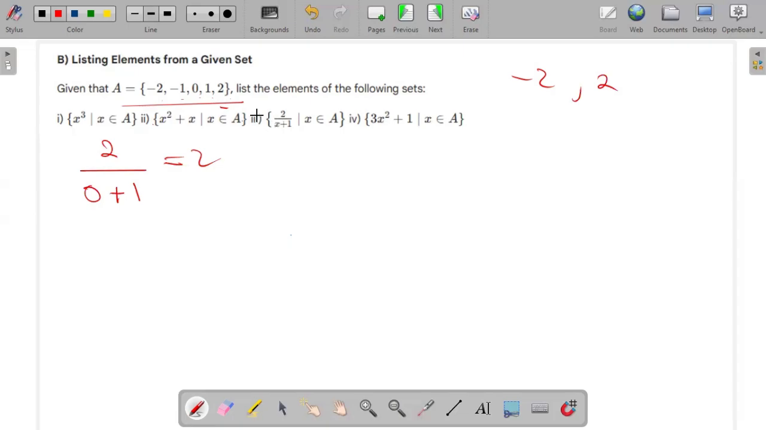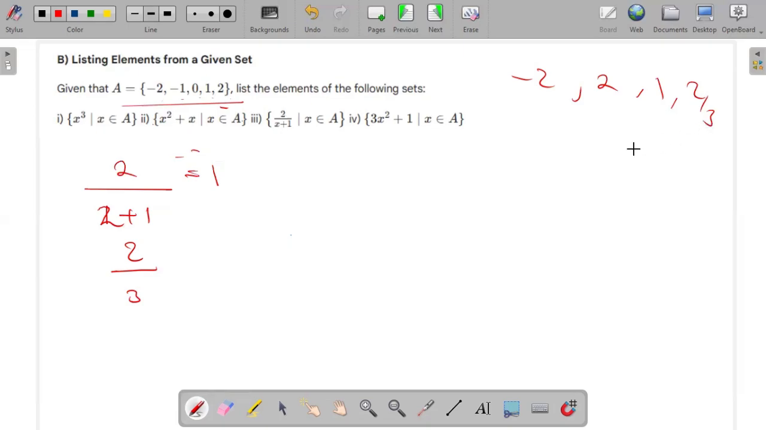Then for the next one, what do we have? For the next one, we have 2 over x, which is 1. So 1 plus 1 gives us 2, and 2 divided there gives us 1. So I have 1. Then the next one is just 2. I'll have 2 here, and that gives me 3. So this gives me 2 over 3. So now I will write this out in my set.